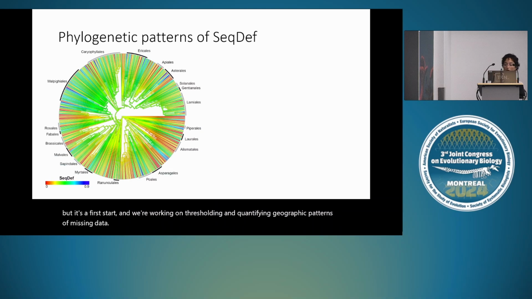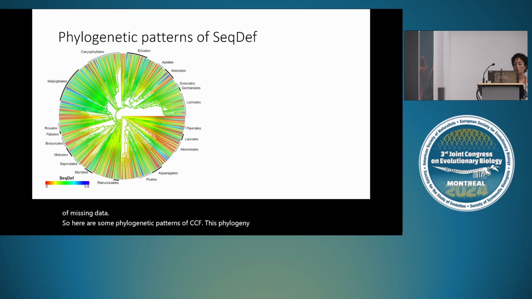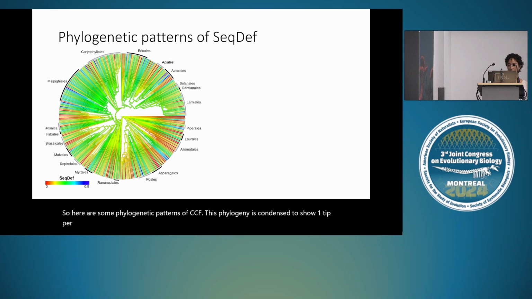So here are some phylogenetic patterns of seqdef. This phylogeny is condensed to show one tip per family, colored according to the average seqdef of that family. Red indicates low seqdef, and blue indicates high seqdef. So high seqdef is low data. The 20 most diverse plant orders are labeled.